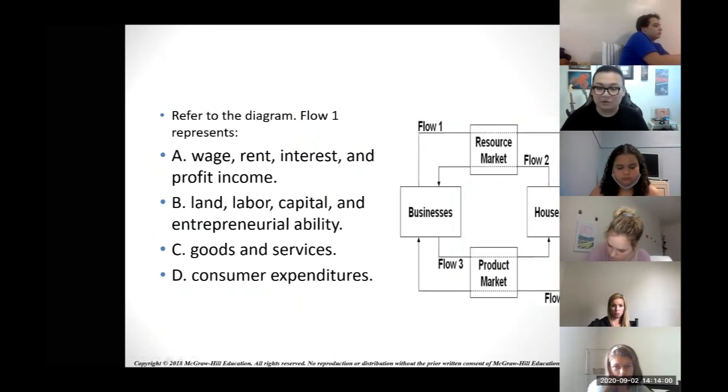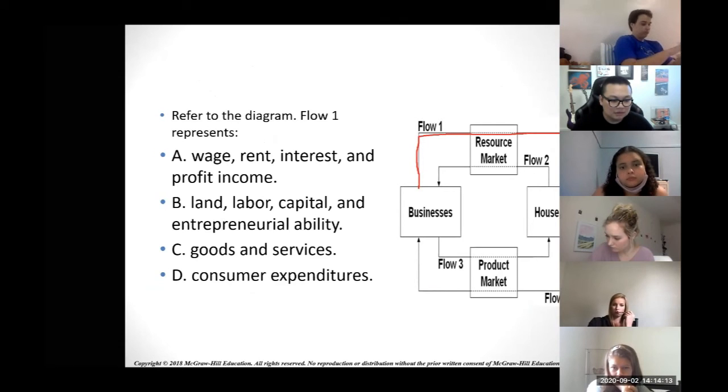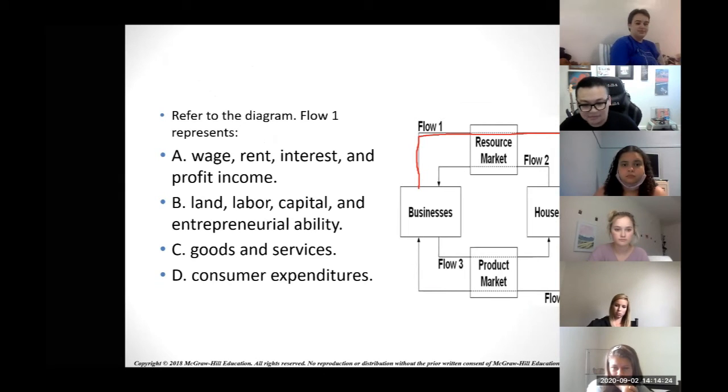Okay, so the question would be like this. Refer to the diagram. Flow one stands for what? So flow one is this red line. Yes, Naomi. C, goods and services. Nope. Yes, Adriana. A. Yes, that's correct.